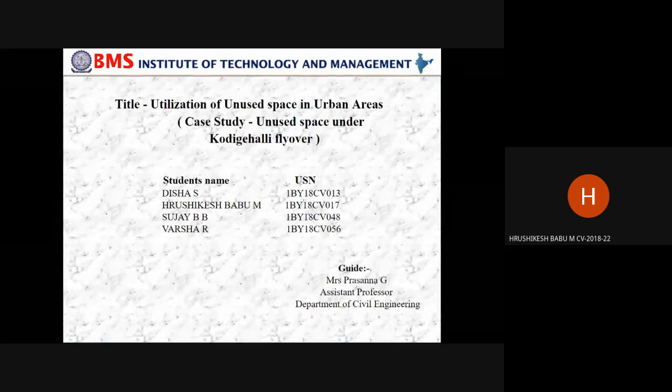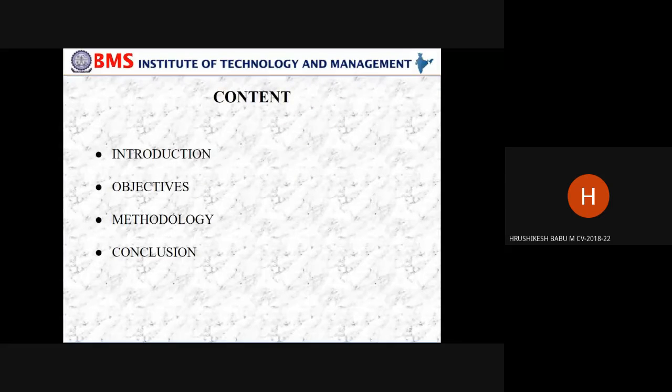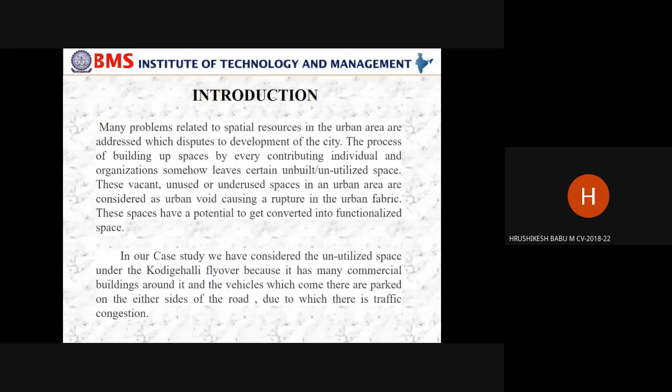The contents are as follows. We go through the introduction, objectives, methodology, and in the end, conclusion. In the introduction, we see that a lot of infrastructure is being built inside the city. Especially huge buildings such as skyscrapers are coming up, and a lot of development is happening throughout the city. But there are places inside the city where the land is of no use. People are not using that vacant land. This vacant space is called an urban void.